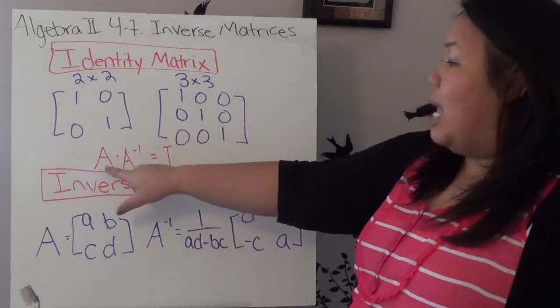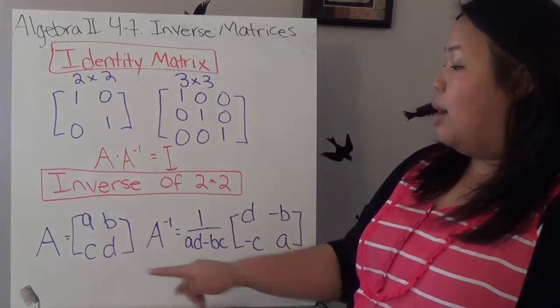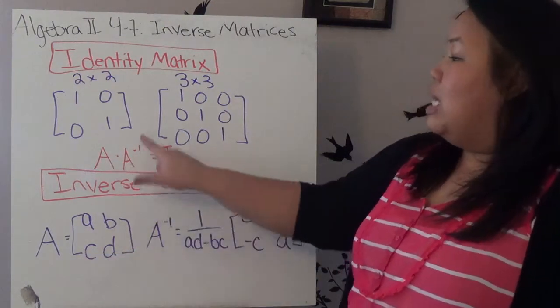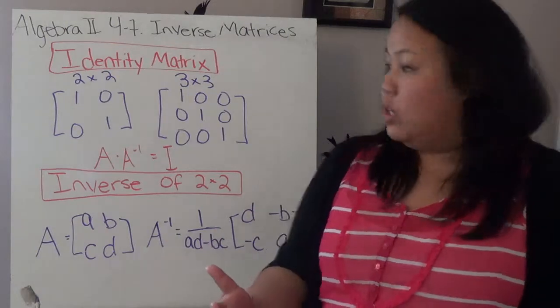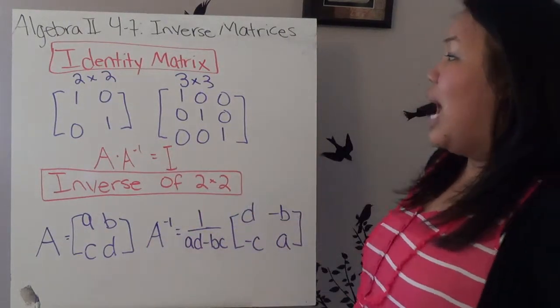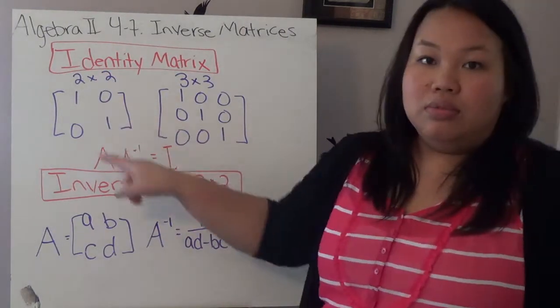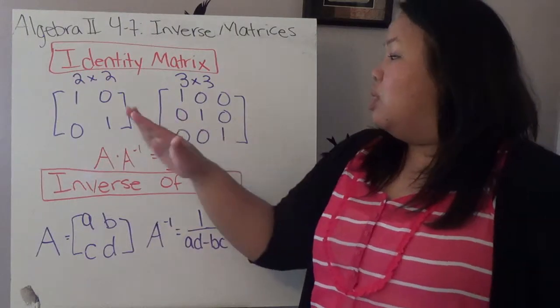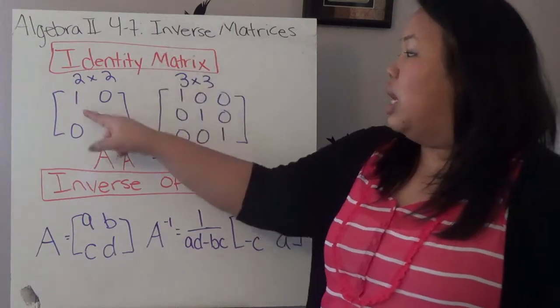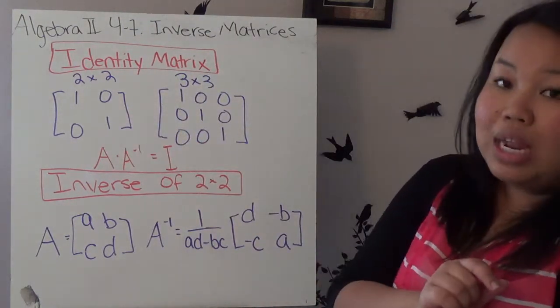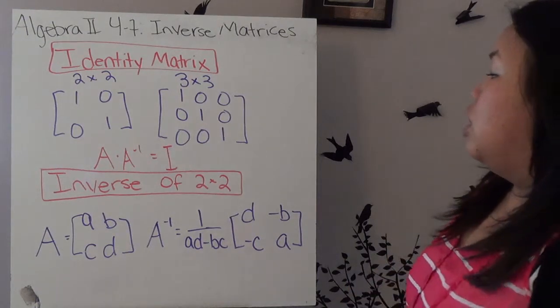So here it says A is your regular matrix, and A negative 1 is the inverse of your matrix, and you multiply them together to get the I, which is identity. So if I were to multiply again the original and the inverse, I should get this. If I don't get it, then it is not an inverse.